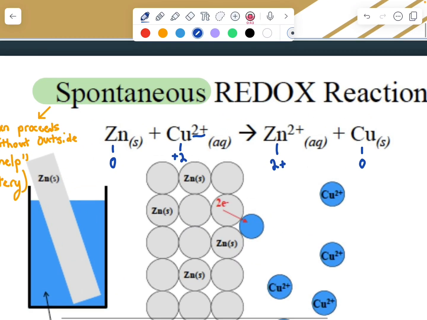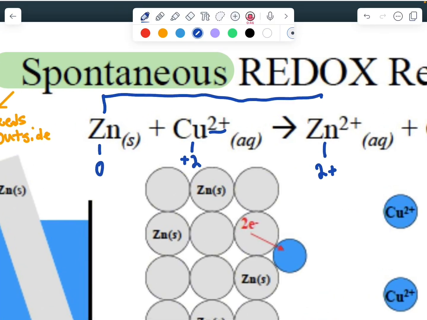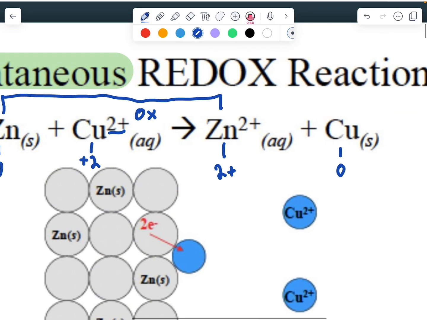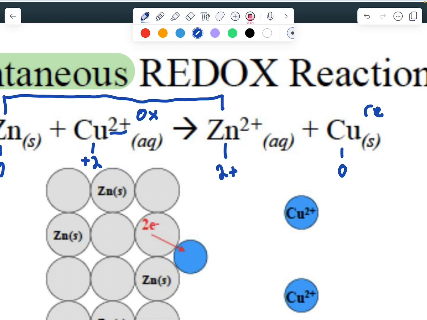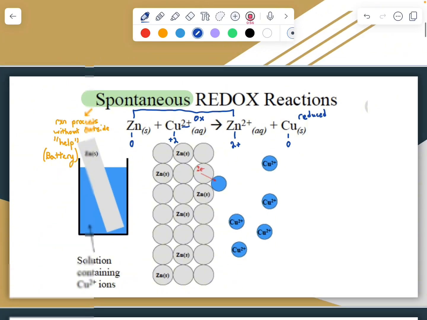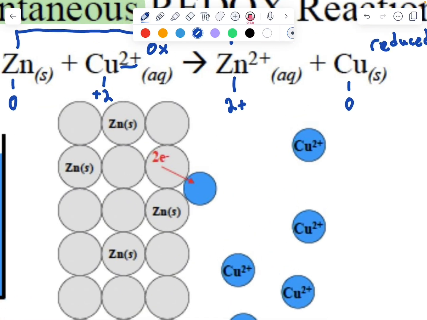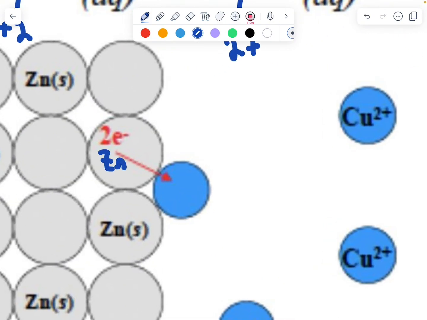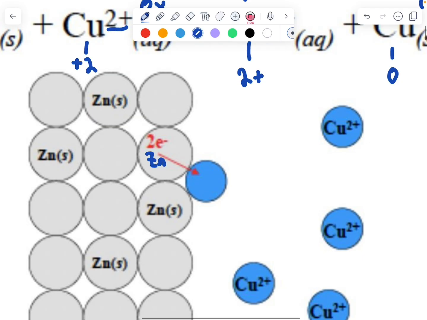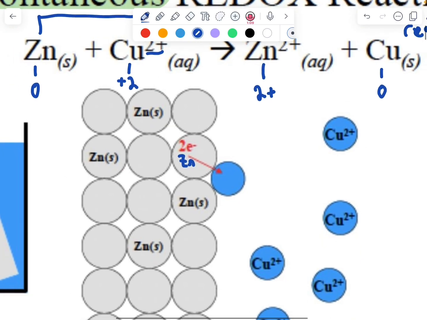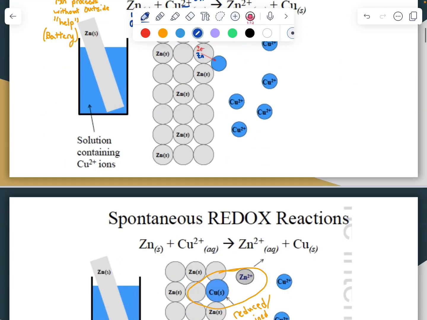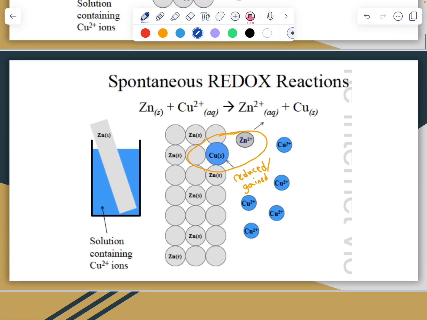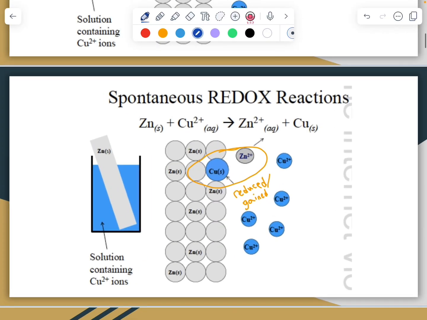So zinc loses electrons because it goes from 0 to +2, so that's oxidized. And then copper gets reduced because it gains electrons and goes from positive to neutral. So we can see this copper ion gaining these 2 electrons from this zinc right here. This ionizes the zinc and reduces the copper. Again, we just have this copper getting reduced, just like I said, and the zinc ion is coming off.